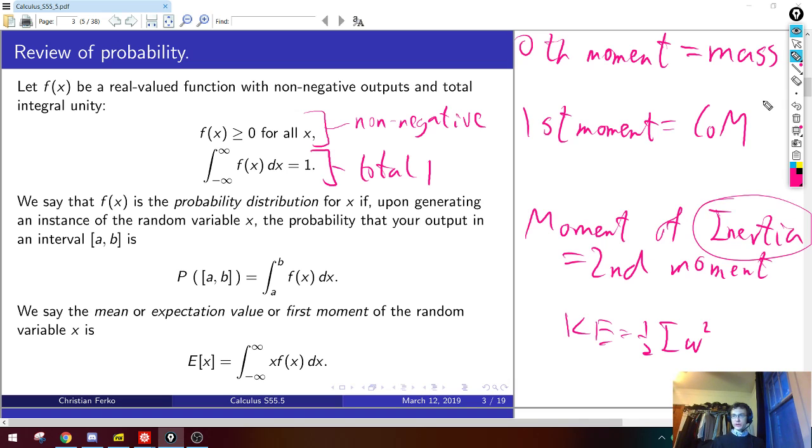The word moment of inertia specifically means the second moment, and the other moments have different names, right? The 0th moment is the mass, the first moment is the center of mass, the second moment is the moment of inertia, the third moment is less useful, but you could think of it as something called the skewness.